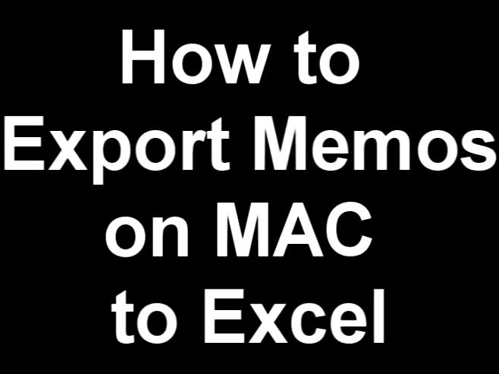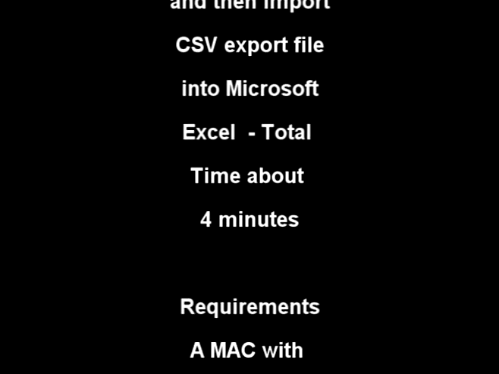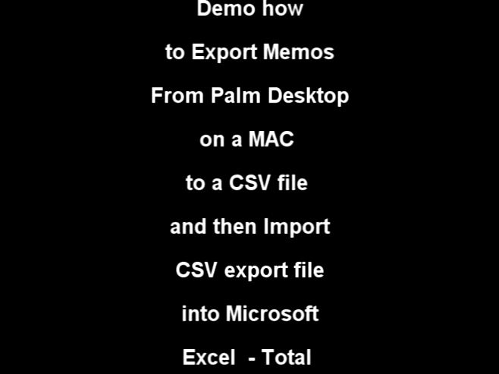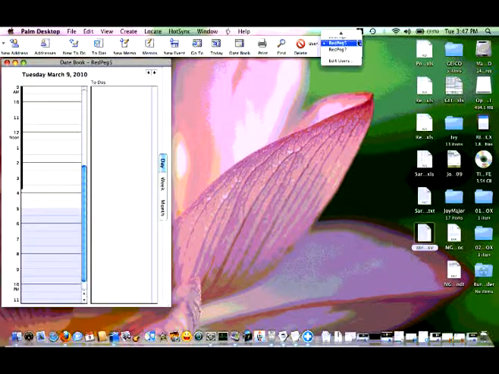This video explains how to export memos from the ID scanner from the Mac to Excel. It takes about 4 minutes and requires a Mac with the Palm desktop installed already. The first thing you do is launch the Palm desktop. This assumes you've already hot synced the scanner.